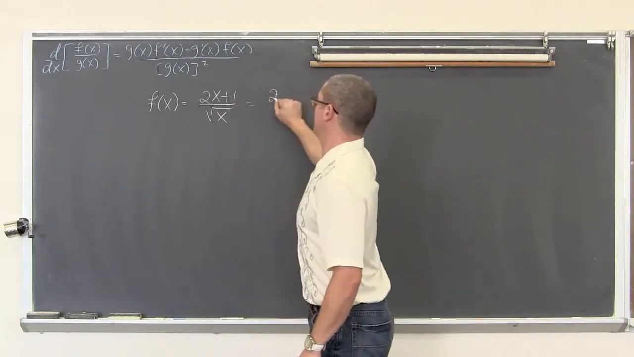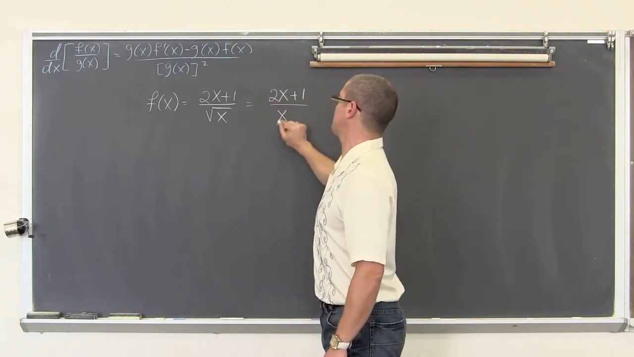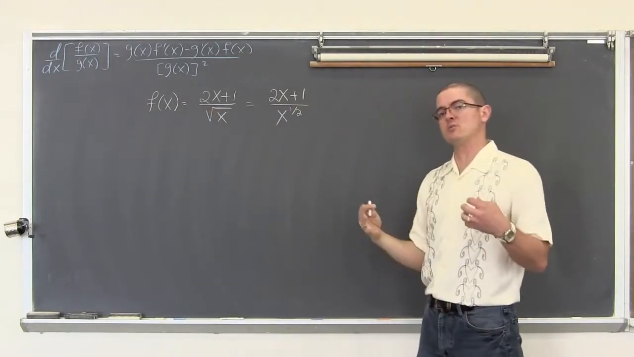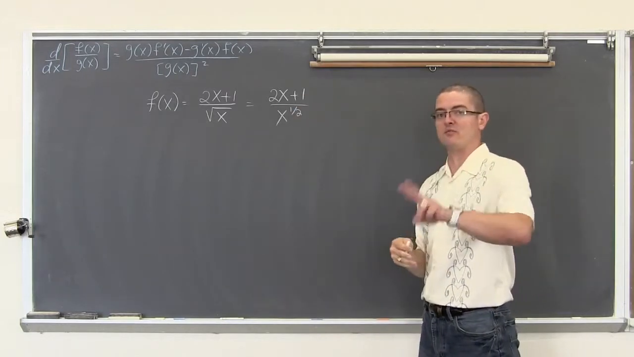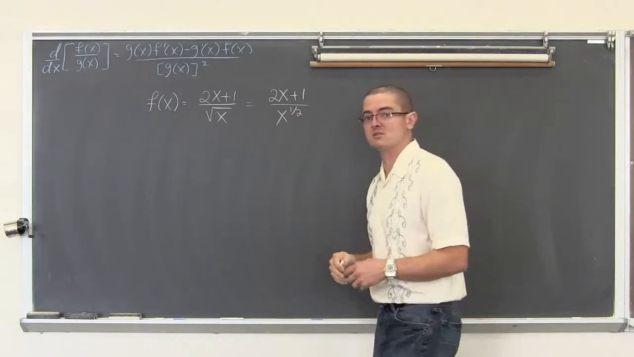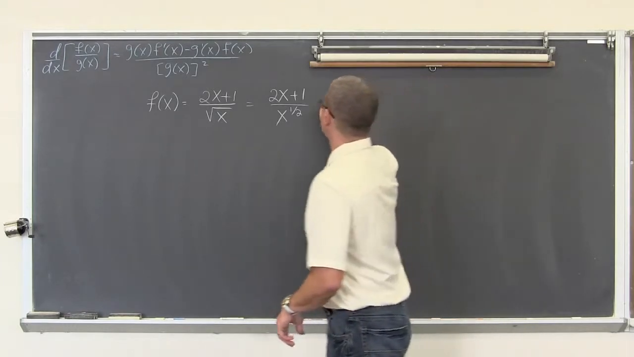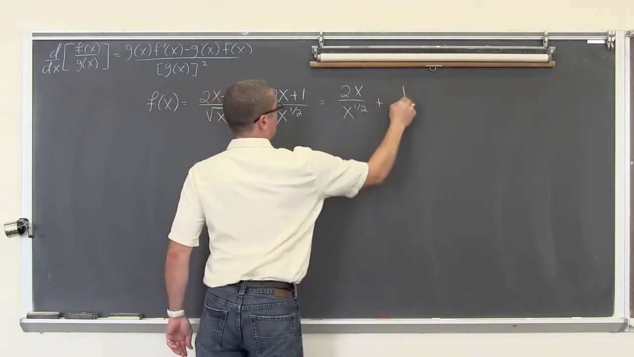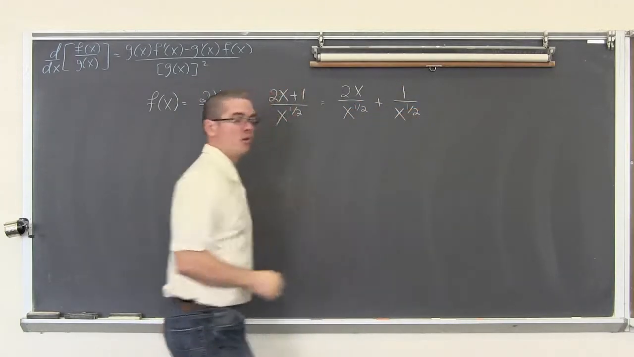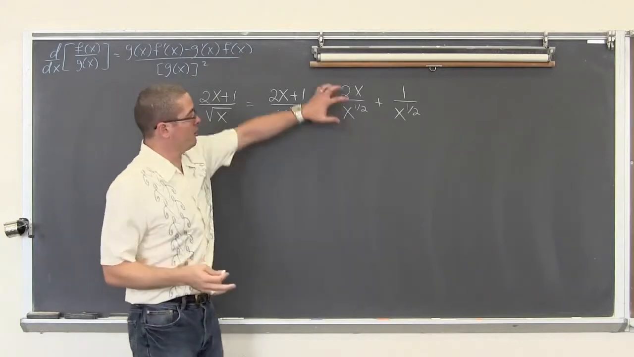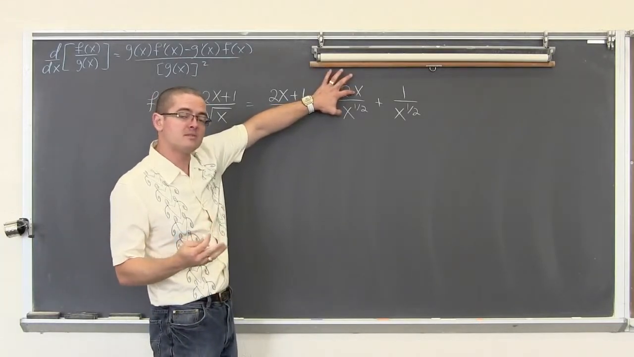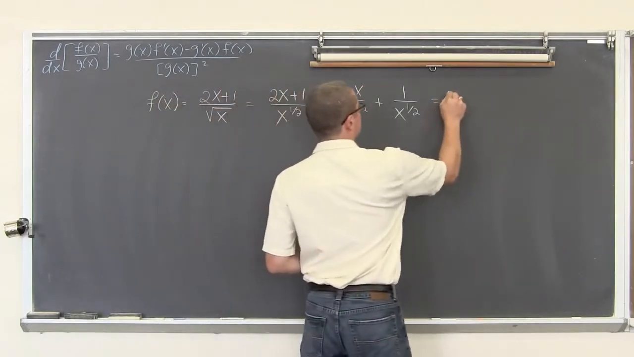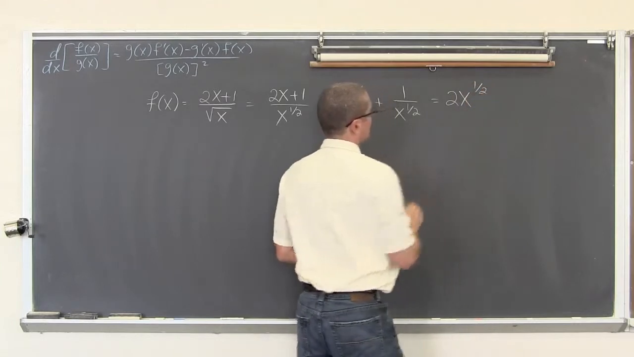So we're going to write this as 2x plus 1 over x to the 1/2 power. Then we're going to pull those two terms apart in the numerator and write two separate fractions with the common denominator of x to the 1/2 power. That's going to be equal to 2x over x to the 1/2 power plus 1 over x to the 1/2 power. And here we're dividing like bases, and when you divide like bases, you subtract the exponents, and 1 minus 1/2 is 1/2, so this is equal to 2x to the 1/2 power.